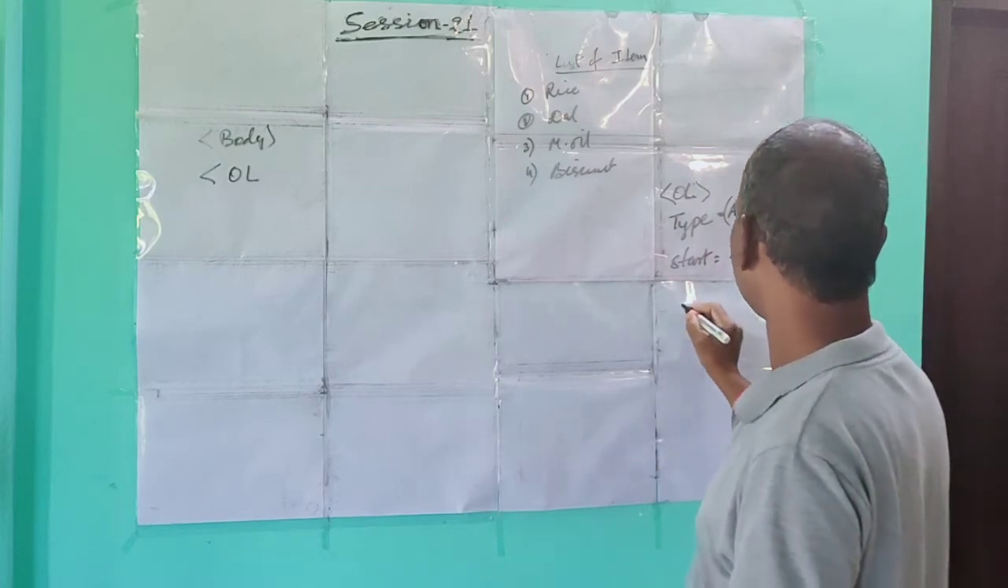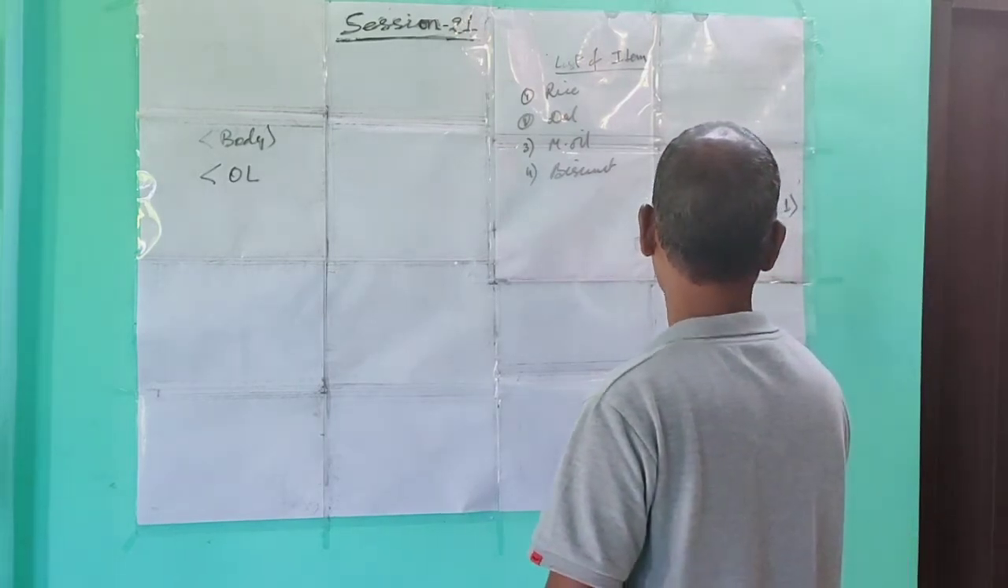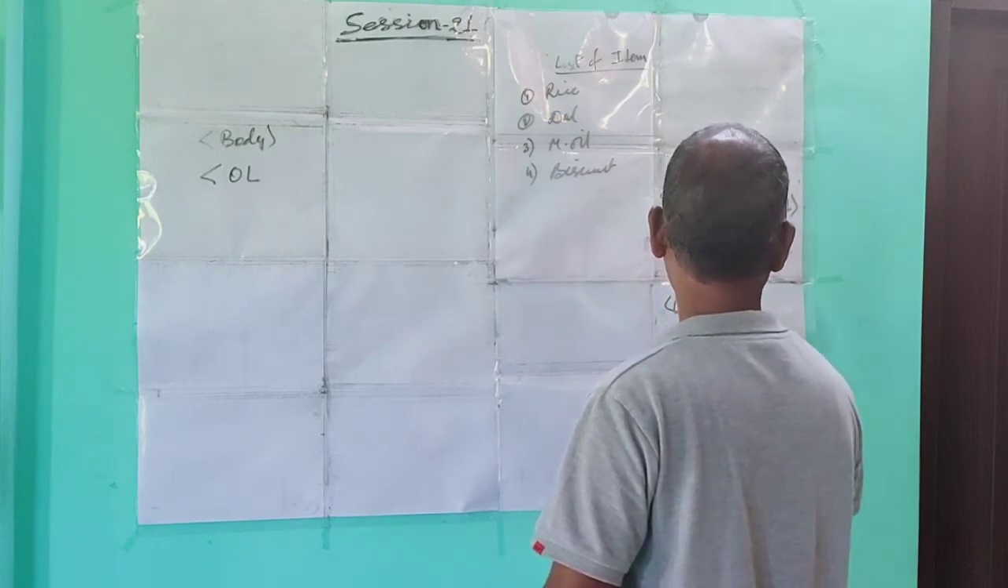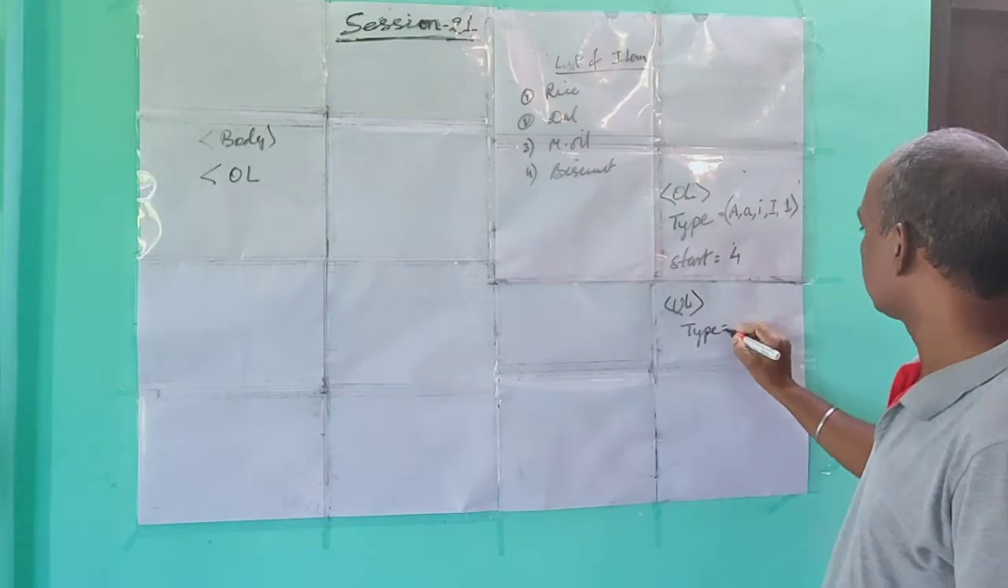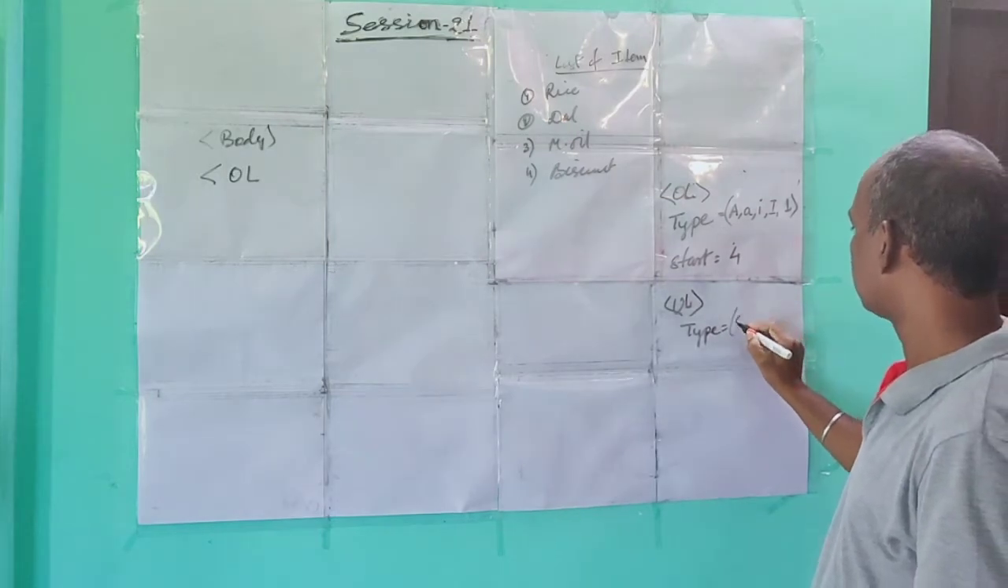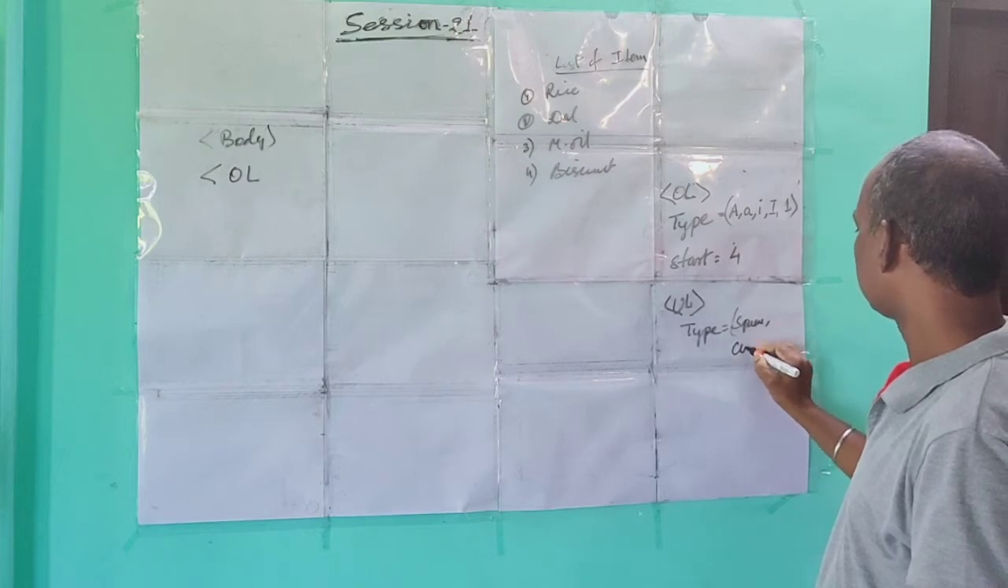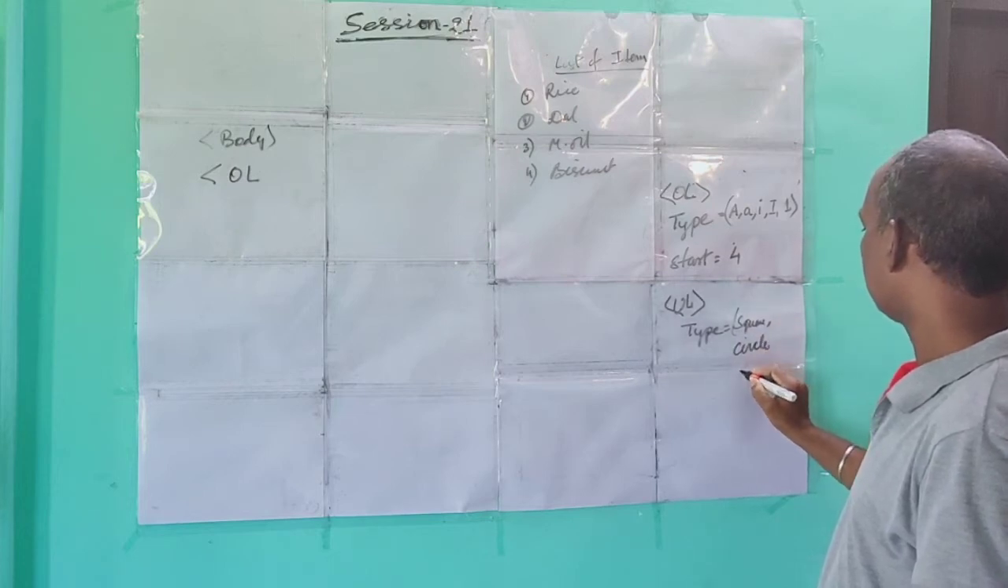The attribute of the UL tag is only type. So what values do we use for type? That is, we can say bullets: square, circle, or disc.